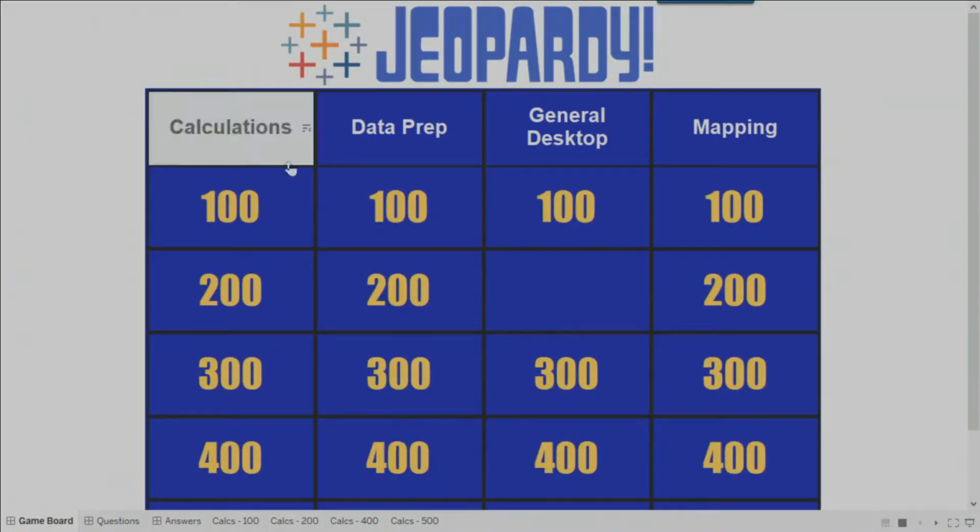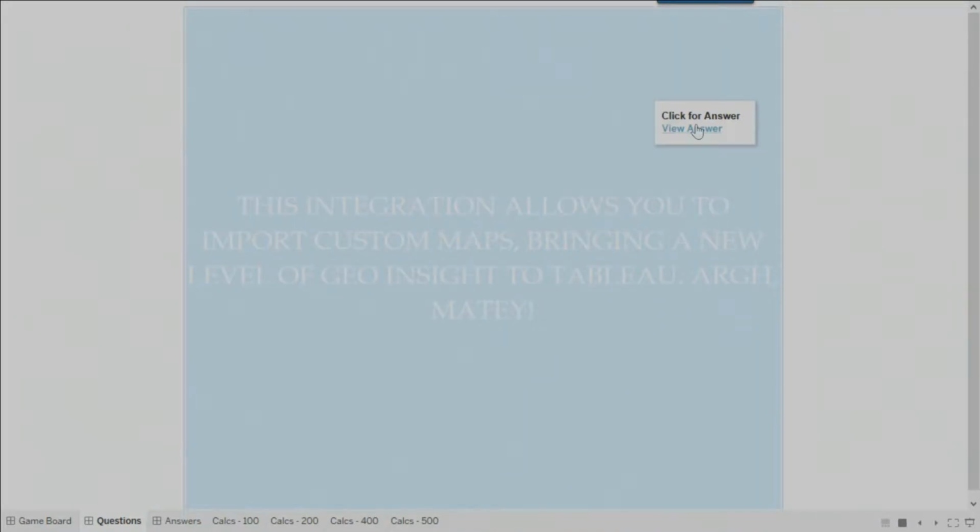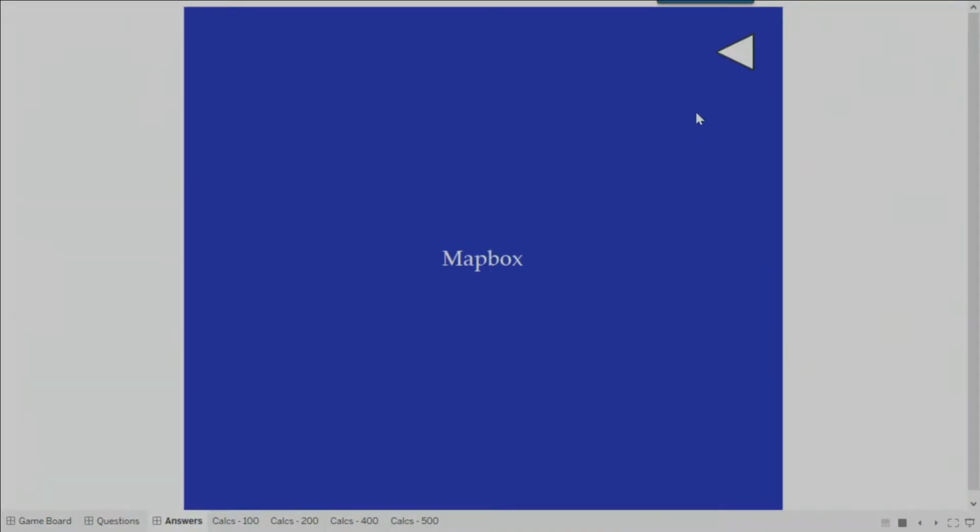All right, let's throw another one. All right, this integration allows you to import custom maps, bringing a new level of geo-insight into Tableau. Arg, matey. Heard someone say it, Mapbox. Let's check it out. What is Mapbox? What is Mapbox? Huzzah. And the Arg matey is in reference to the pirate maps, which is a personal favorite, if you haven't used that one.